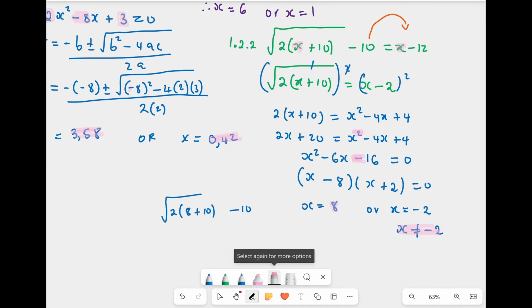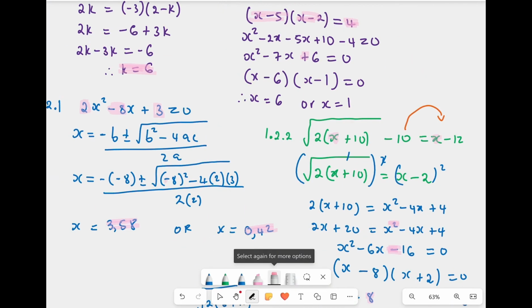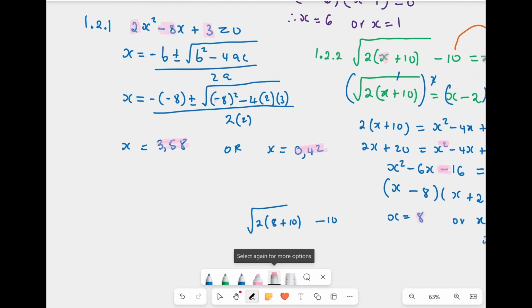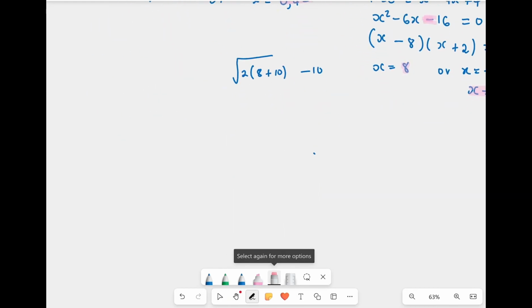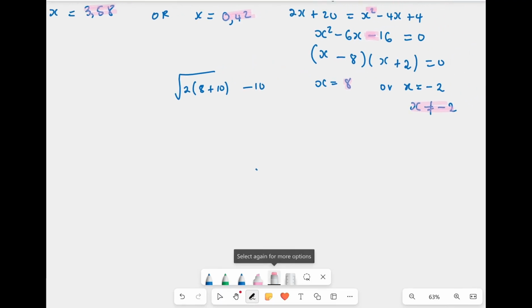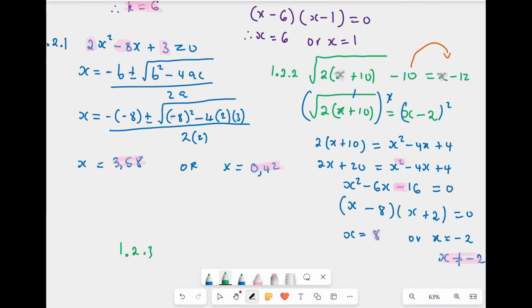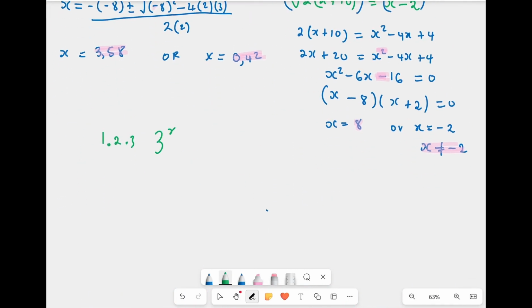Let me move to the next one. 1.2.3 inequality. Okay, let me put this here. 1.2.3, we are given 3 to the exponent x, into x minus 5 is less than 0.